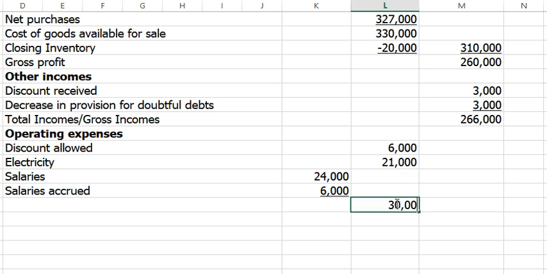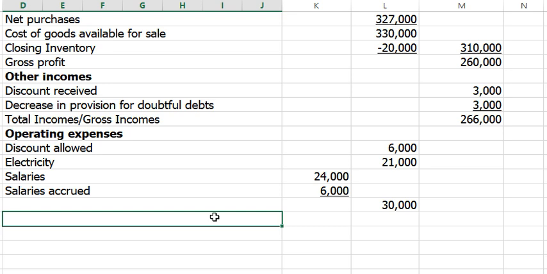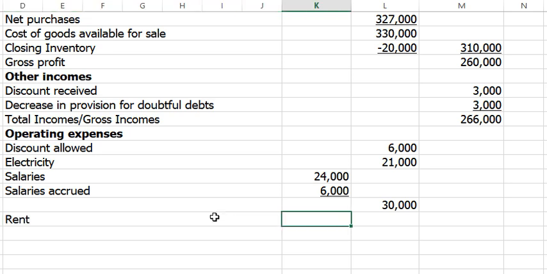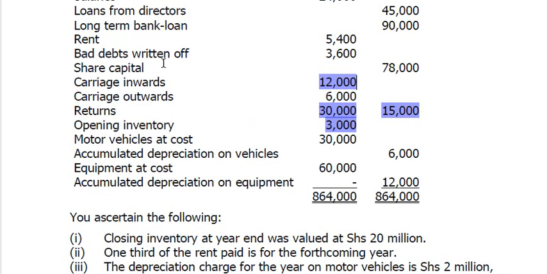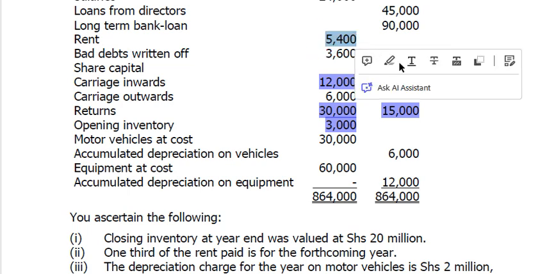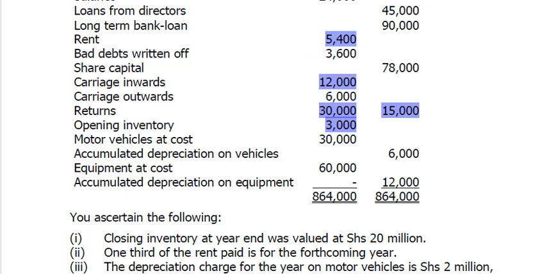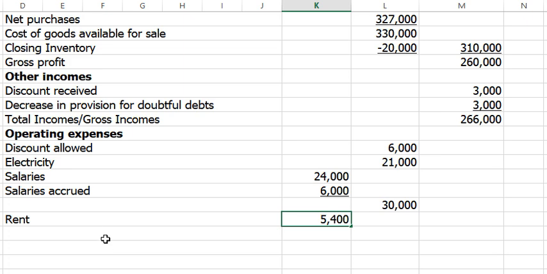We have the rent. The rent has an adjustment, but 5,400 was paid. Rent from the trial balance we see 5,400,000. That is the rent that was paid. But 1/3 of the rent paid is for the forthcoming year, so there is a prepayment of 1/3.